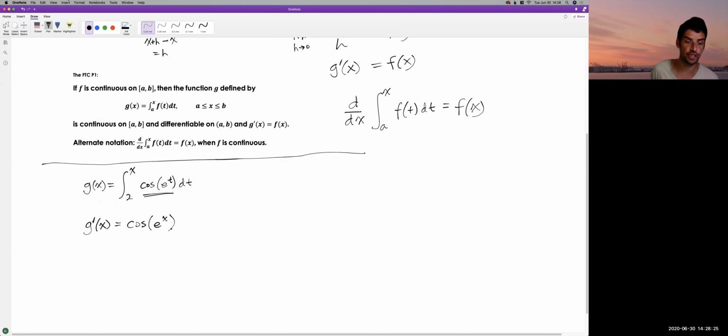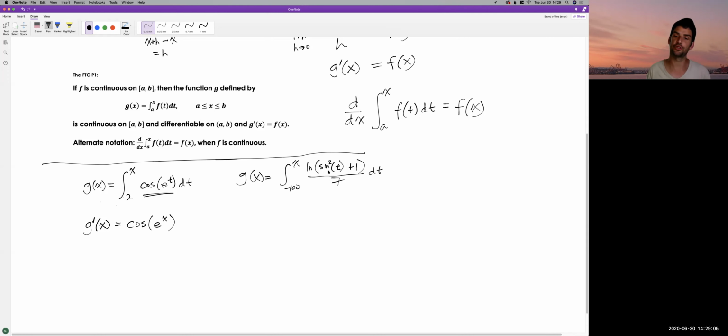The derivative of g is cosine of e to the x, right? The integrand, the thing in the integral. If I give you some horrible, complicated function, like the natural log of the sine squared of t plus 1 all over 7. Oops, this should be t. Pardon me. dt, right? We're okay here.